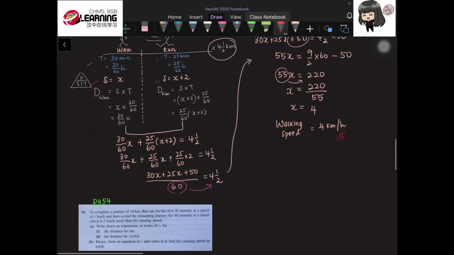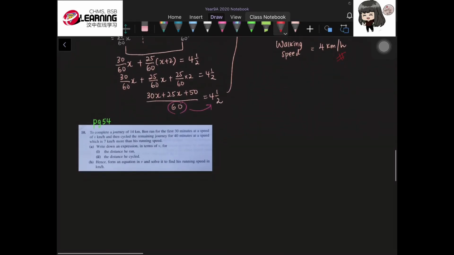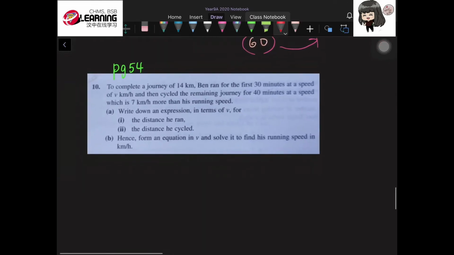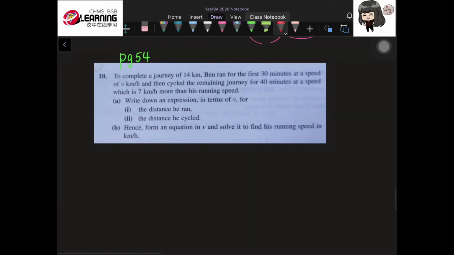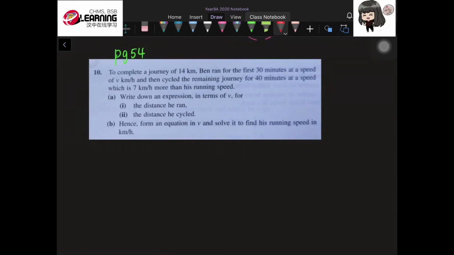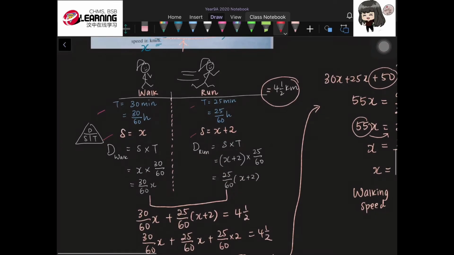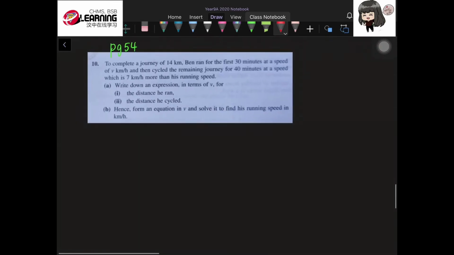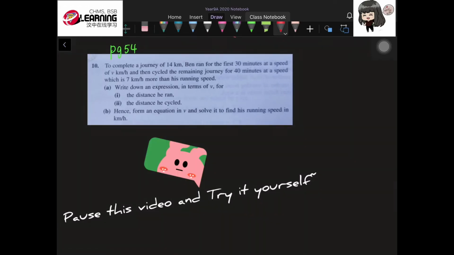Okay, so we continue with question 10 on page 54. Now, can you please pause this video and try to do it by yourself first. You can spend your time copying the question into your notebook, and don't forget to try 13 in your notebook as well. Take your time to copy this question and try to do it by yourself. After you have tried, you can continue the video and watch the solution that I'm about to do now.